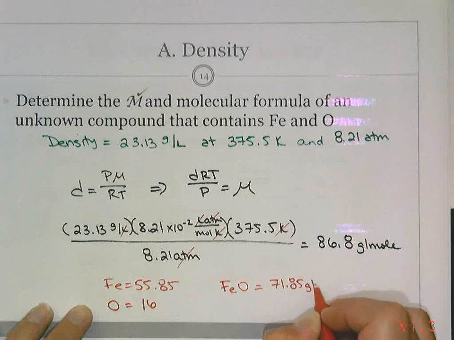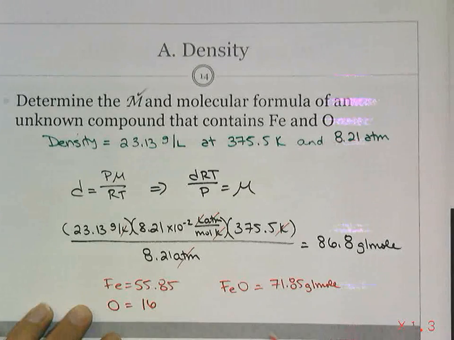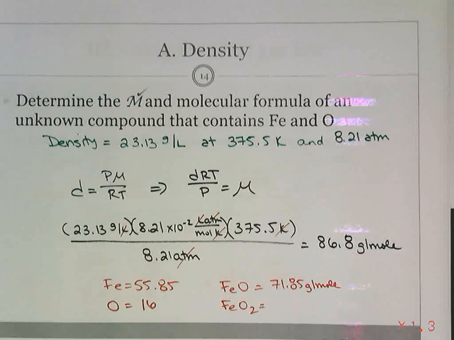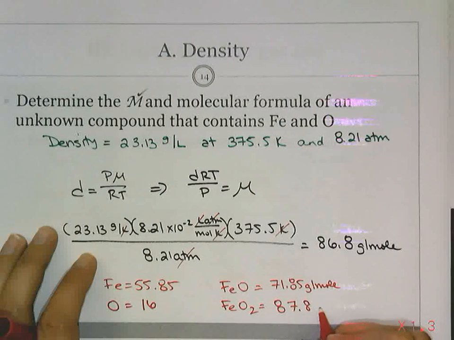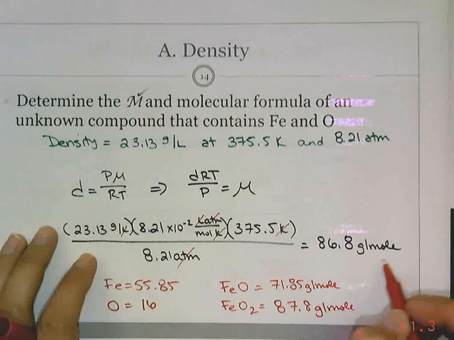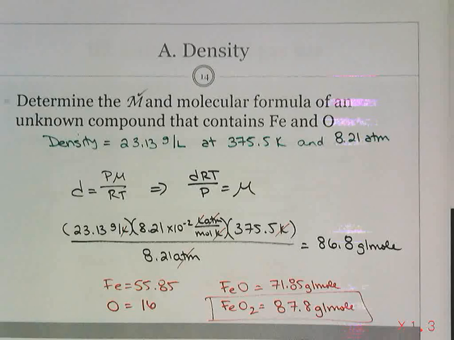I could double the iron, but that would put me way past 86. So let's look at what happens if I double the oxygen. 55.85 plus 16 plus 16. That is 87.8 grams per mole. So this must be the right molecular formula.